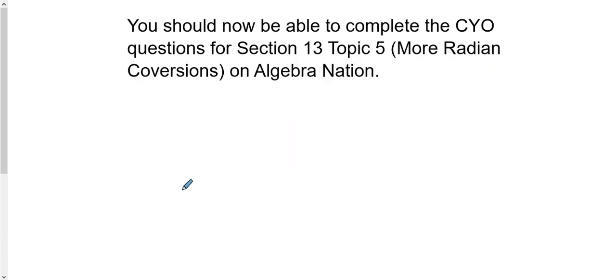All right, so you should be able to do the check your understanding questions for section 13, topic 5, which is called more radian conversions on algebration. And once you're done with that, you can jump into the very last section that we're going to be working on this year. All right. And I'll see you guys there in just a minute, hopefully.